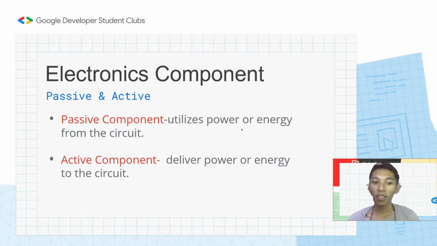So for active components, they deliver power energy to the circuit. So the active component, from the word active, means they are the ones who energize or they are the ones who give power to a circuit. They are the reason or they are responsible why a circuit functions, because they put power or energy to the circuit.